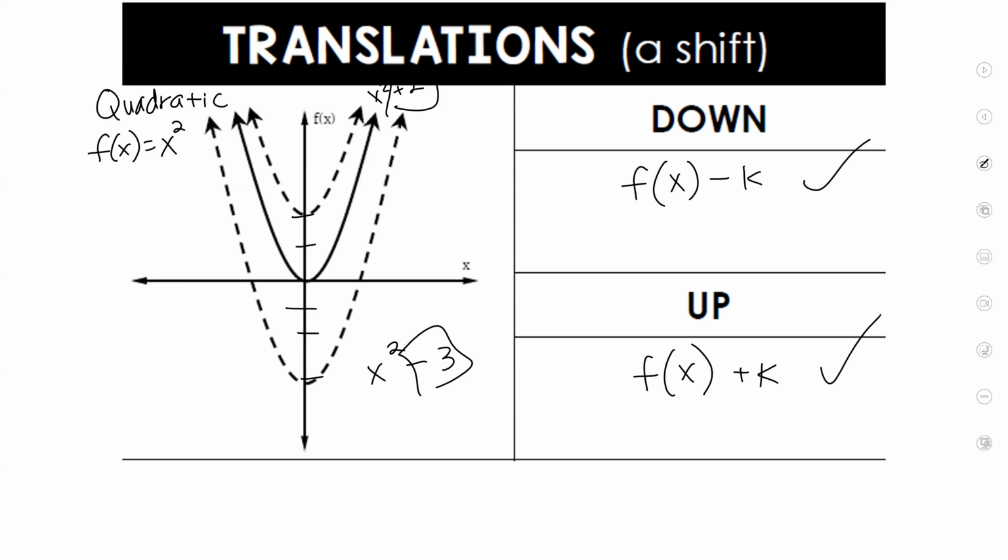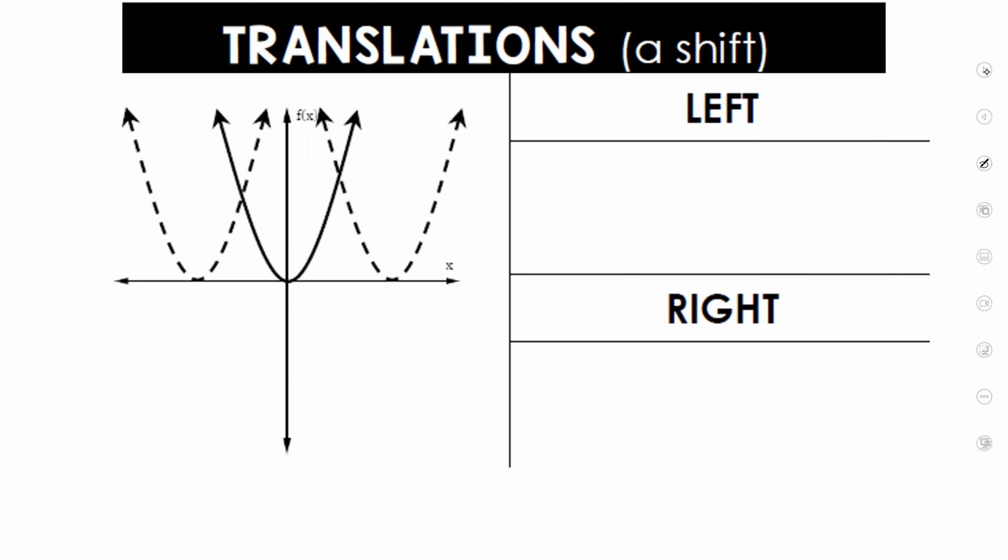Let's see if it's translated left or right. Whenever you do any type of horizontal movement, it'll be inside of the parentheses. So if it went to the left, inside of the parentheses, you'll have a plus sign. And if it went to the right, you will have a minus sign. It looks opposite inside of those parentheses.